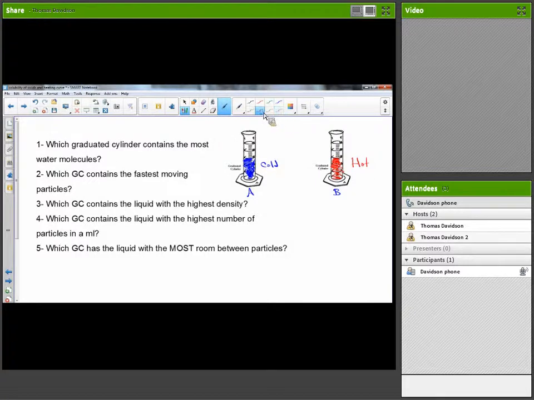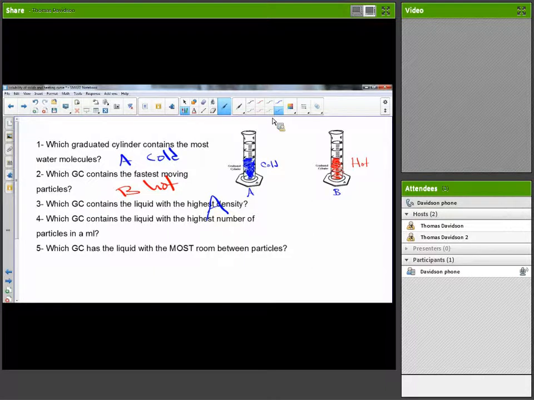All right, which graduated cylinder contains the most water particles? A, or the cold one. Because the cold one's more dense. Okay, number 2. Which one contains the fastest molecules? B, or the hot one. Next. Which graduated cylinder contains the liquid with the highest density? A is right. Isn't water different though? It's not ice yet. It's still the same until it turns to ice.